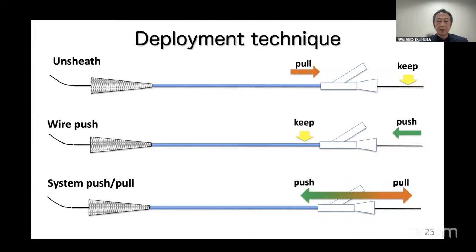And deployment technique is of three types. One is unsheath deployment by pulling the microcatheter, and wire push is deployment by pushing the delivery wire. And system push and pull is pushing and pulling the whole system. These three actions I use when deploying.